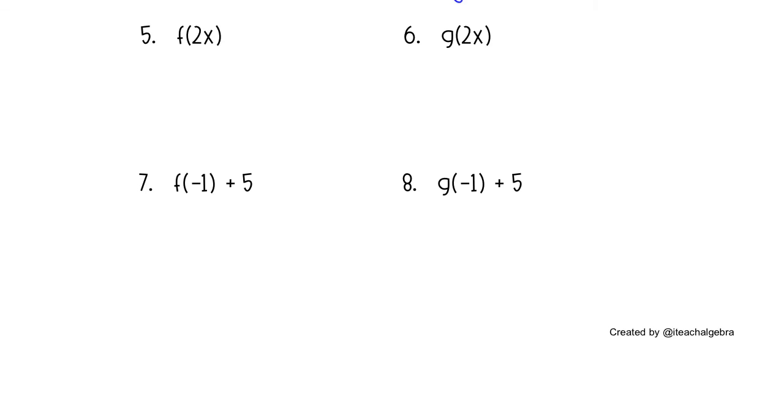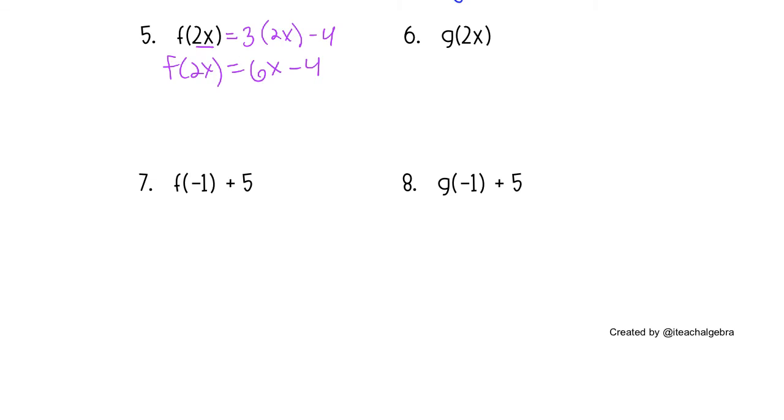We have f of 2x. Don't let this throw you. We use the f equation, and we put 2x everywhere there's an x. So f of 2x is going to equal 3 times 2x minus 4. In other words, f of 2x is 6x minus 4.